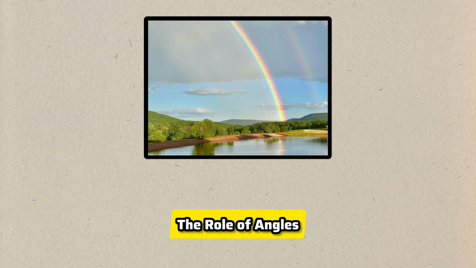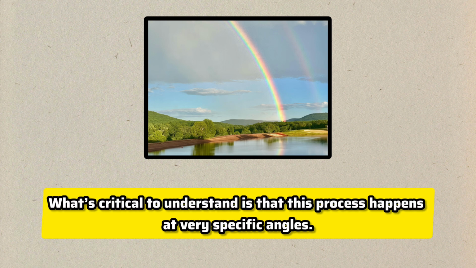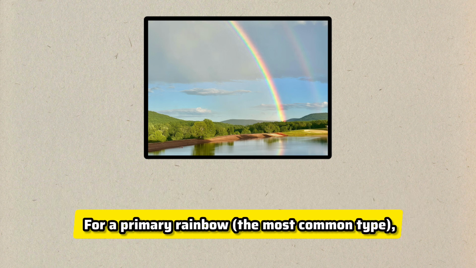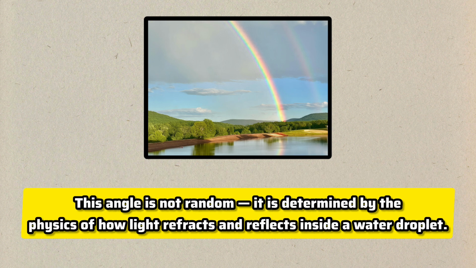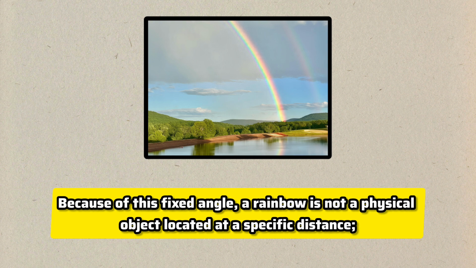The role of angles. What's critical to understand is that this process happens at very specific angles. For a primary rainbow, the most common type, the light that emerges from the raindrop is most intense at an angle of about 40 degrees relative to the direction of the incoming sunlight. This angle is not random, it is determined by the physics of how light refracts and reflects inside a water droplet. Because of this fixed angle, a rainbow is not a physical object located at a specific distance.